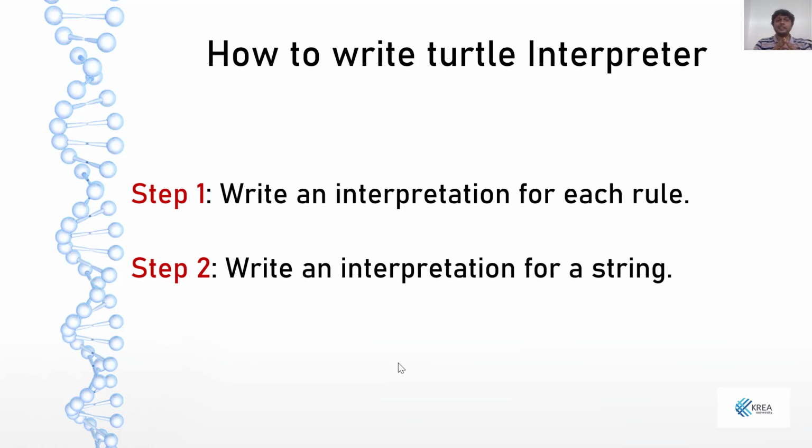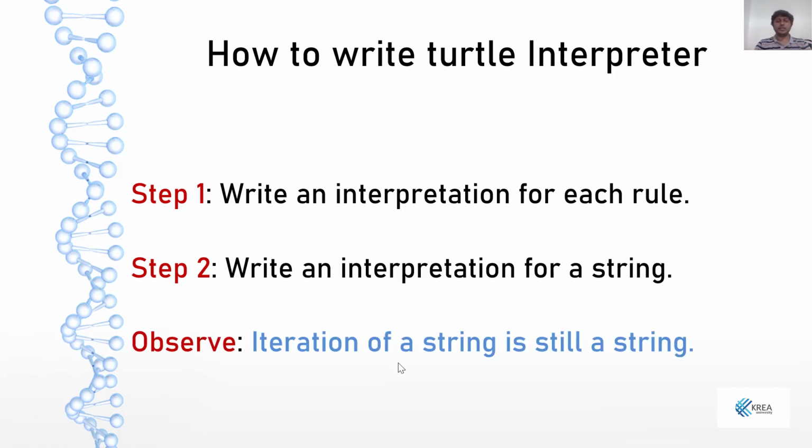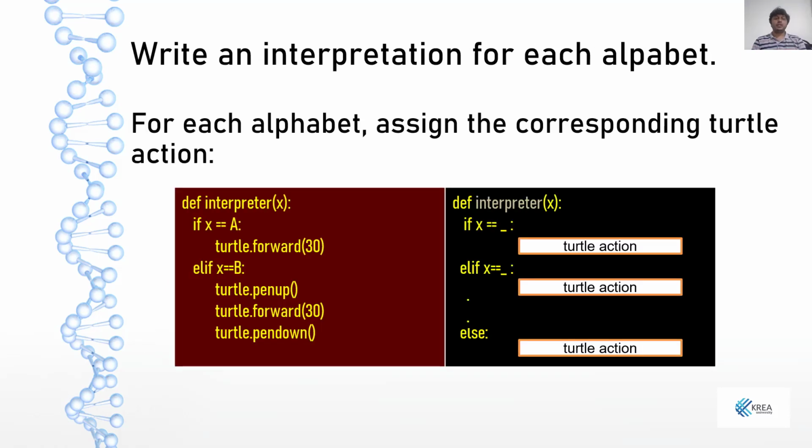Step 1 of writing a turtle interpreter is you write an interpretation for each rule. Step 2 is to write an interpretation for each string. Observe that iteration of a string is still a string, and this is important because you just need to write one interpretation and then it can even serve for the iterated string itself. So the first step is to write an interpretation for each alphabet. For each alphabet, you assign the corresponding turtle function which performs the geometrical action associated with the alphabet in the L system.